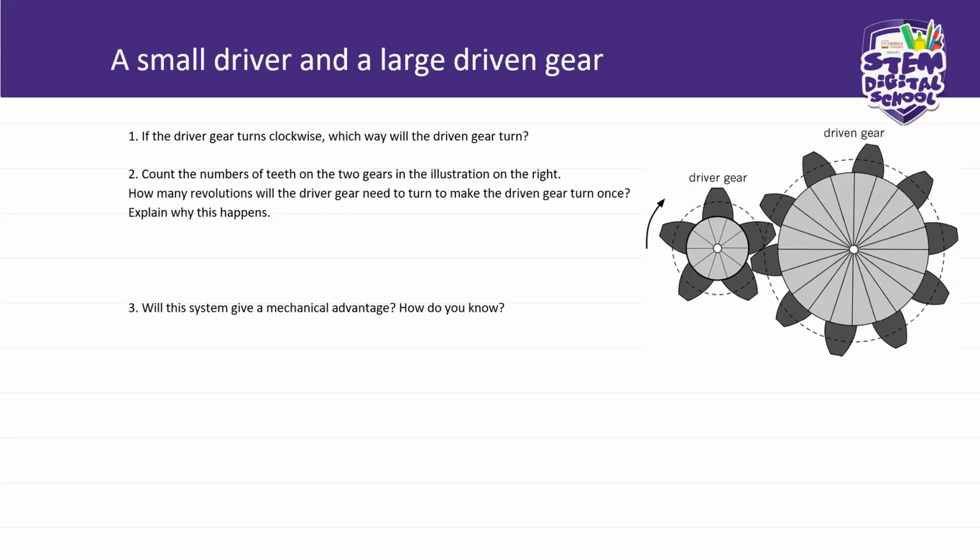Here's the question on the screen. How many revolutions will the driver gear need to turn to make the driven gear turn once? This is the driver gear, this is the driven. How many times must this one turn in order for this one to turn once? If the driver is the small gear, it is half the size of the driven gear. How many times?